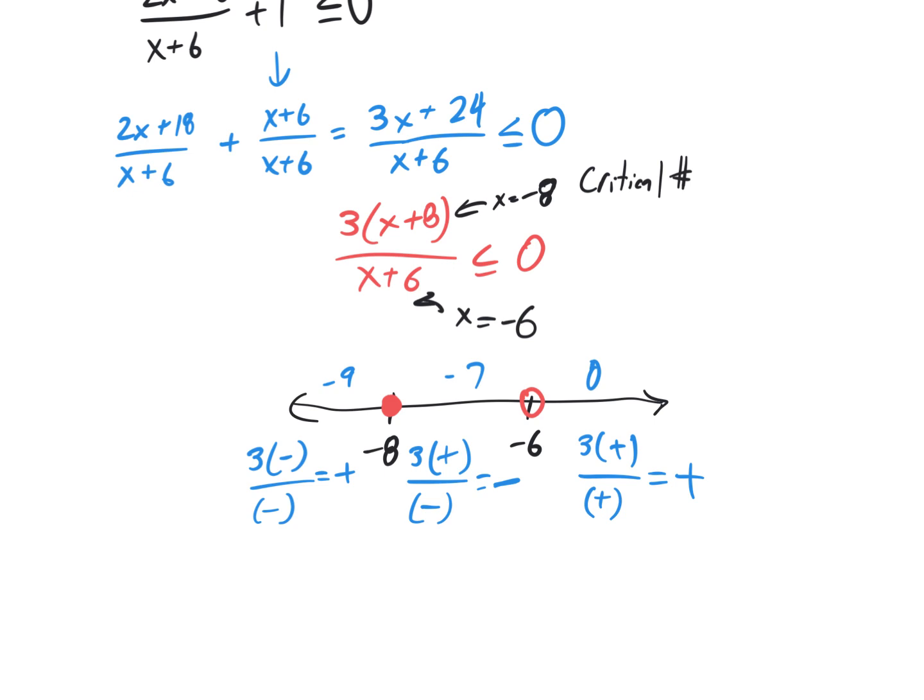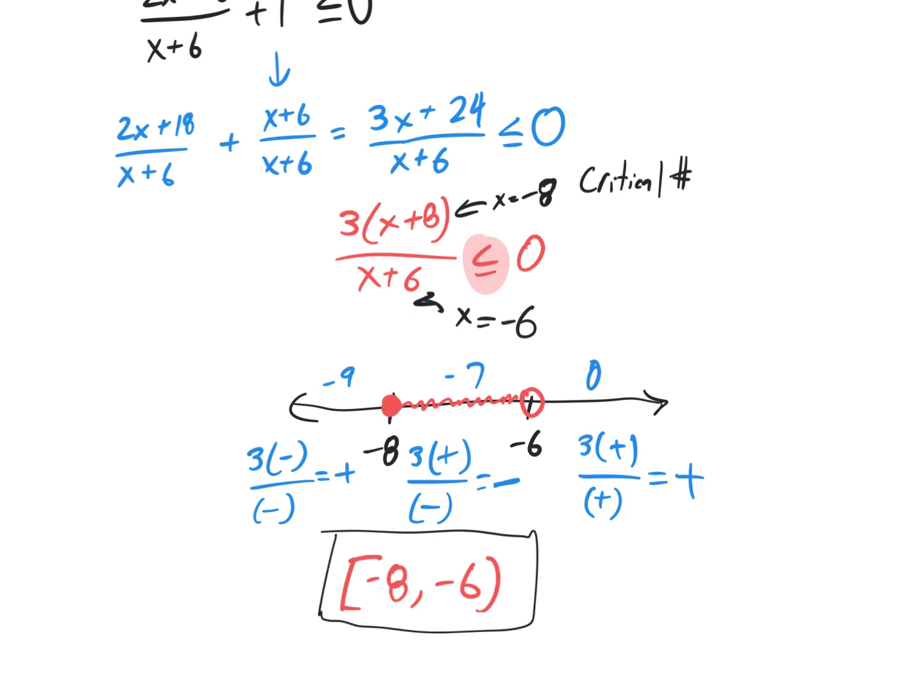Remember, because we are less than 0, we want the negative sections, right? So in this case, the negative section is right here in the middle. Okay, so I'm going to write it like this: bracket -8, -6 with a parentheses. And that is my solution for this inequality.